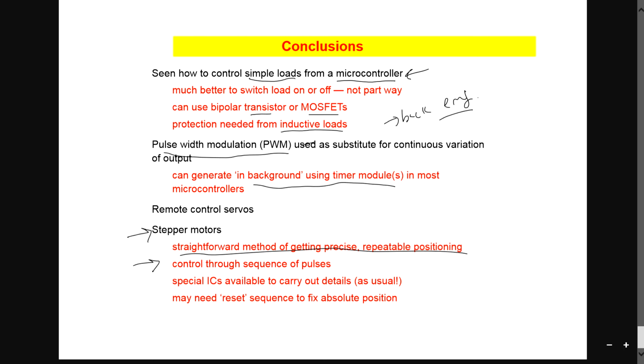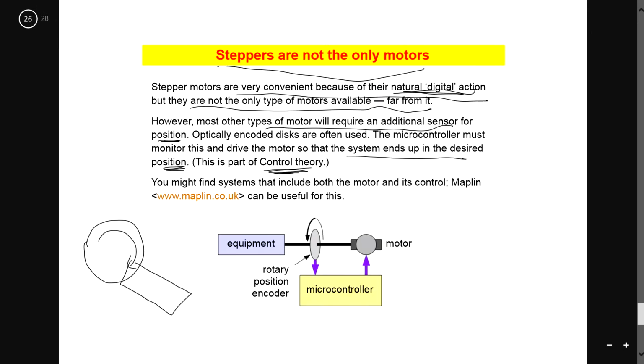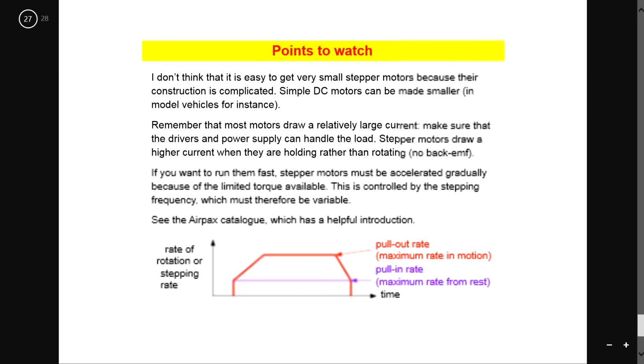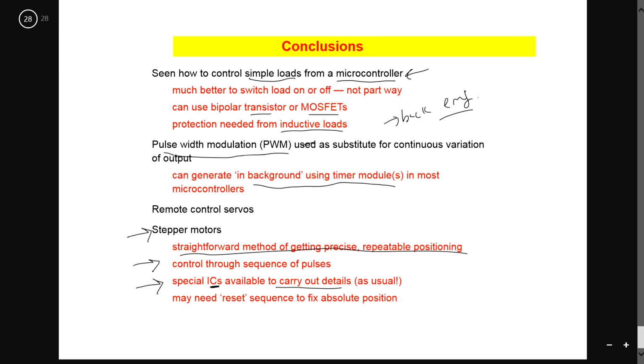And then special integrated circuits, ICs, are available to carry out this type of detail, to help you control your motor. So the special IC actually helps you drive your motor. So you don't need to go and code it yourself. You can actually buy one in a more convenient way, so that you save your time also.